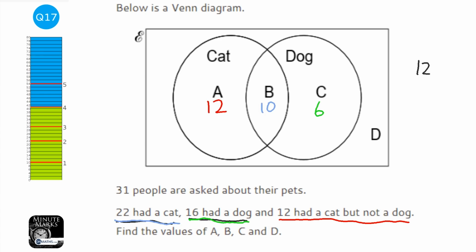Now, if we add those up all together, then that's going to give us, was it 28? And it says that there's 31 people in total. So if we've used up 28 of the people within the two circles, the cat and the dog circles, that means we've got 3 people left over outside.